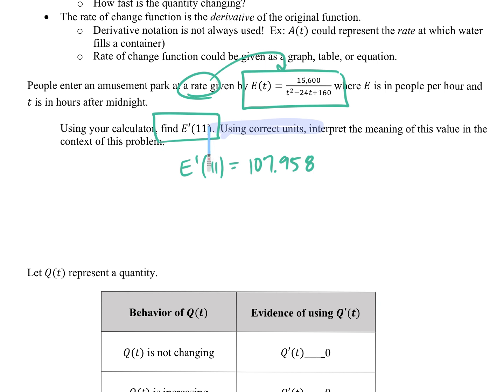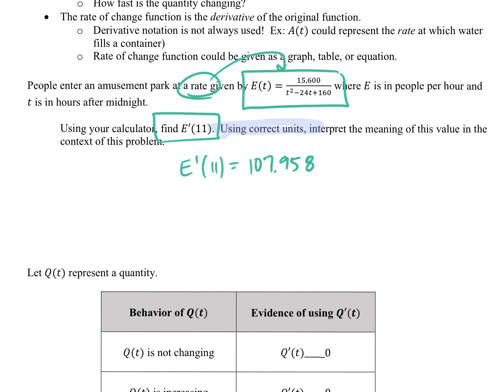Okay, we got to explain all this stuff. If E was already a rate and we found E prime, people per hour per hour, we know it's an acceleration, right? When we say these words, we got to say the word rate twice. At a rate. Okay, so we're going to start with people enter the amusement park.